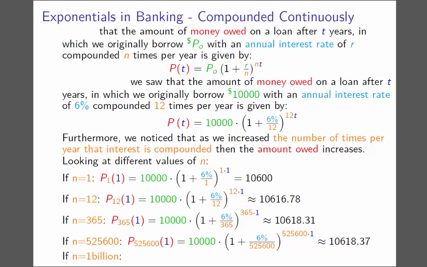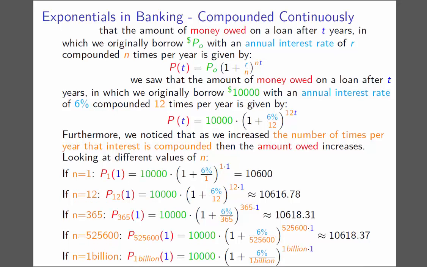And what if we compound 1 billion times in a year? Then the amount owed after 1 year is given by 10,000 times (1 plus 6% divided by 1 billion) raised to the 1 billion power, which, if we round to the nearest penny, comes again to about $10,618.37. It actually did increase from the last one, but by so little, it didn't even add another penny.